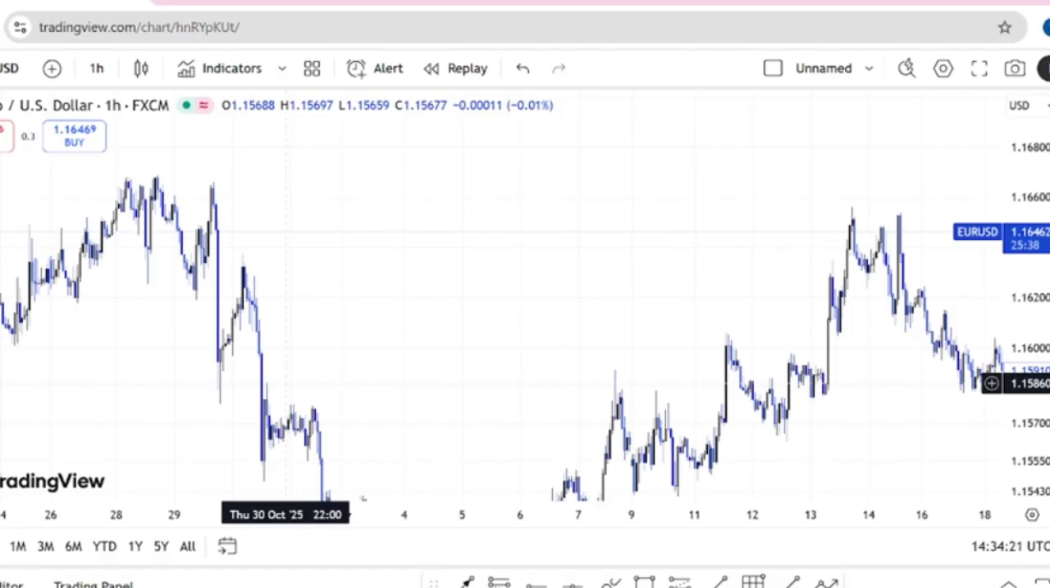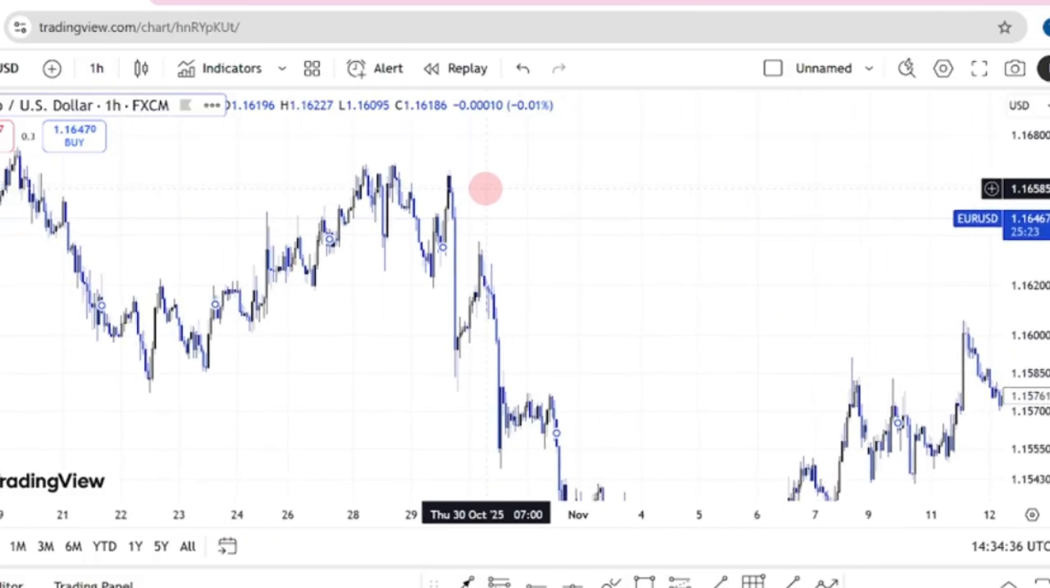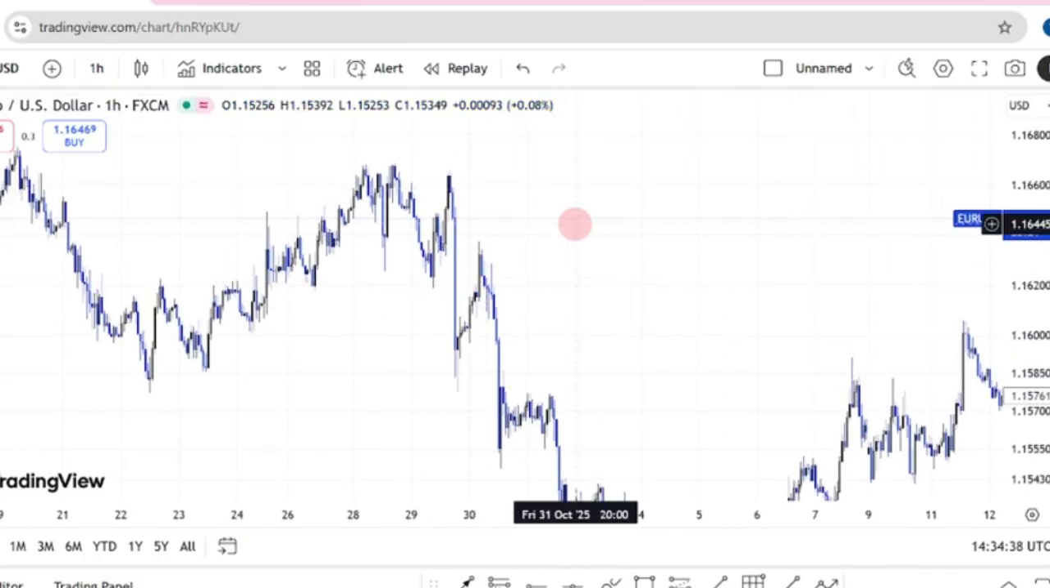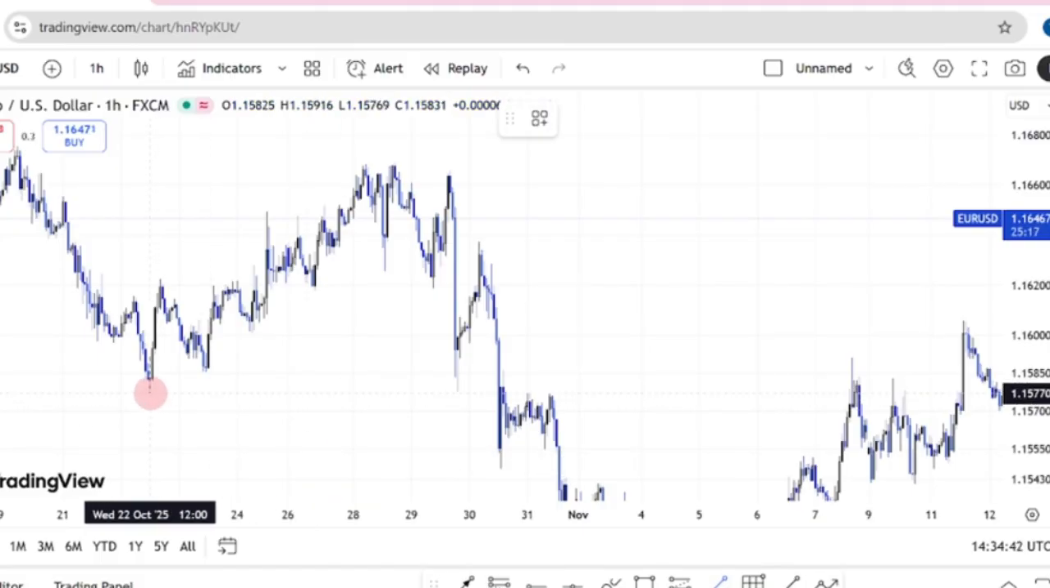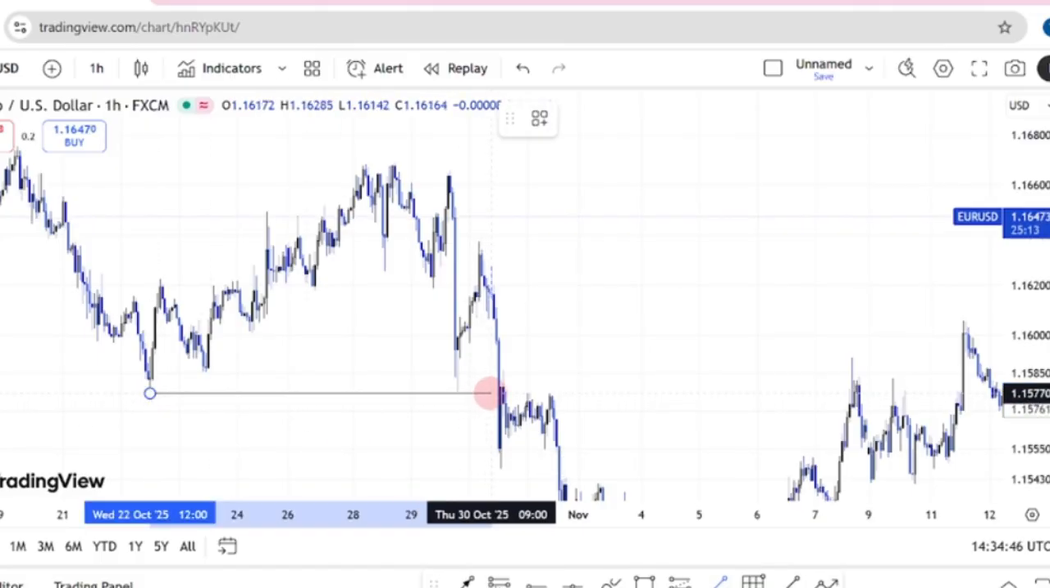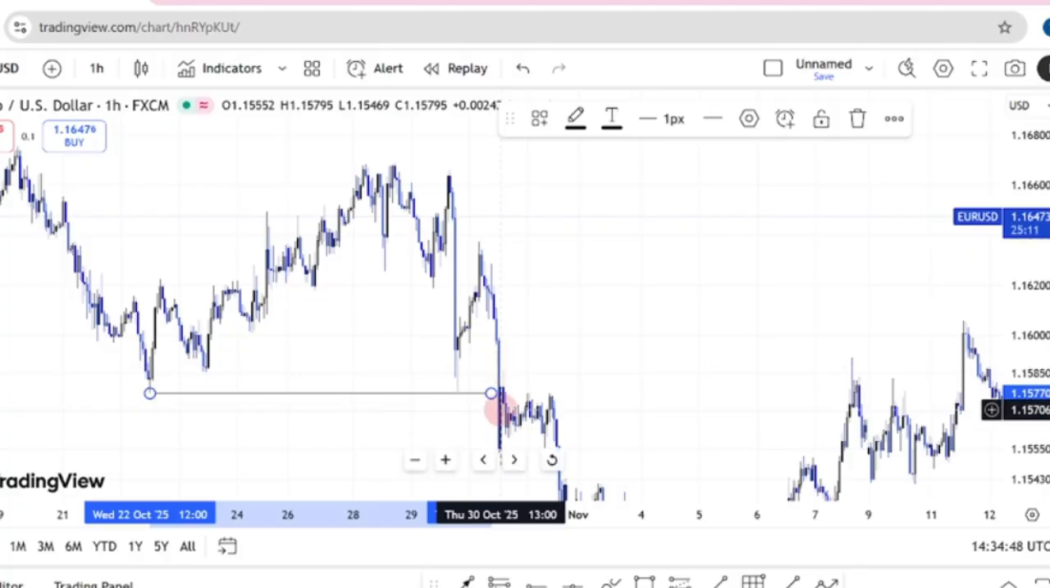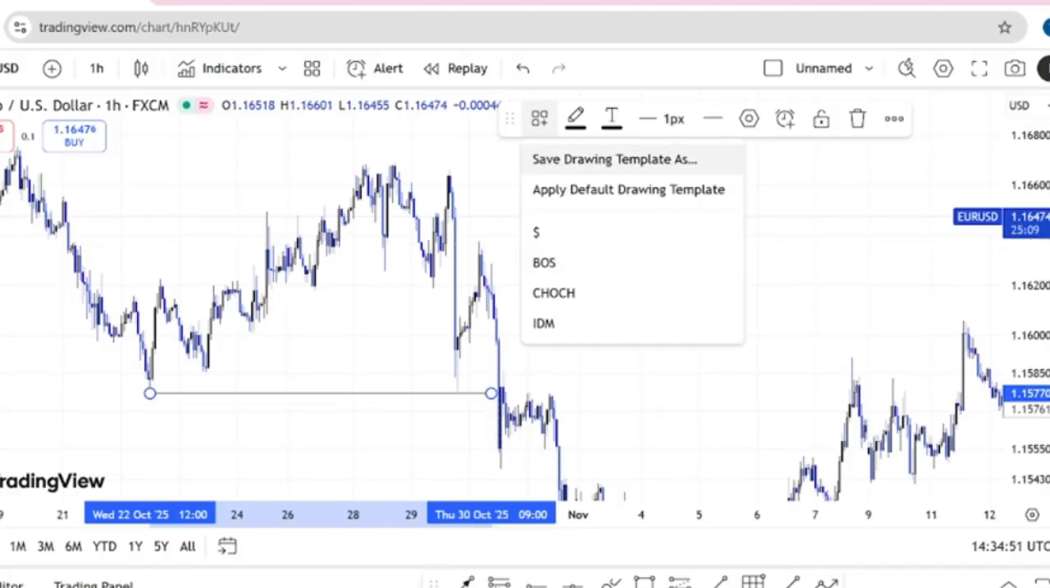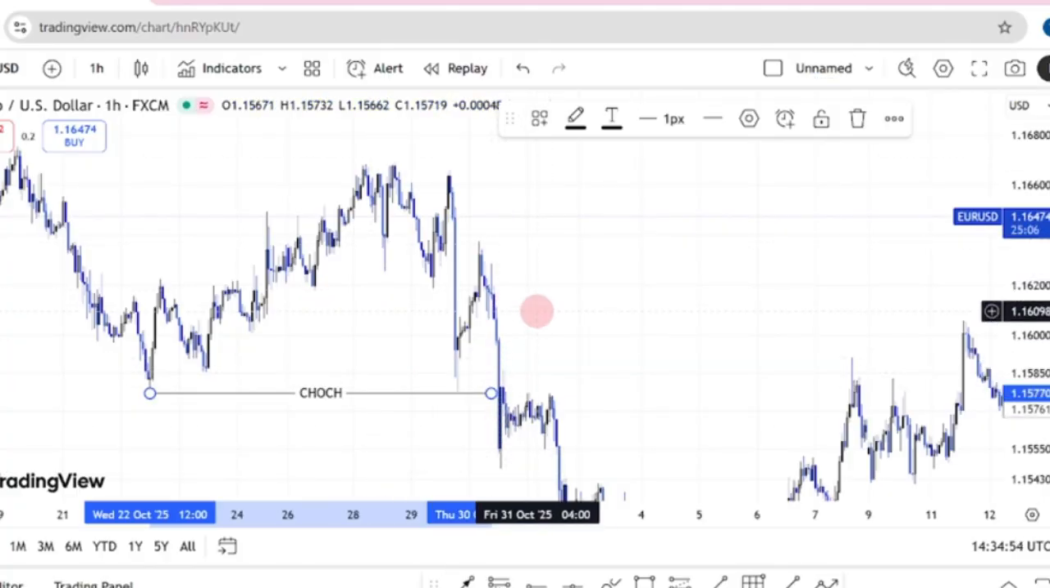Here we are on the EURUSD 1 hour time frame, and this is the first example we'll be looking at. So let's first of all look at the chart pattern we have here. We can see that we have a major low at this point, and price coming to break this low gives us a change of character to the downside.